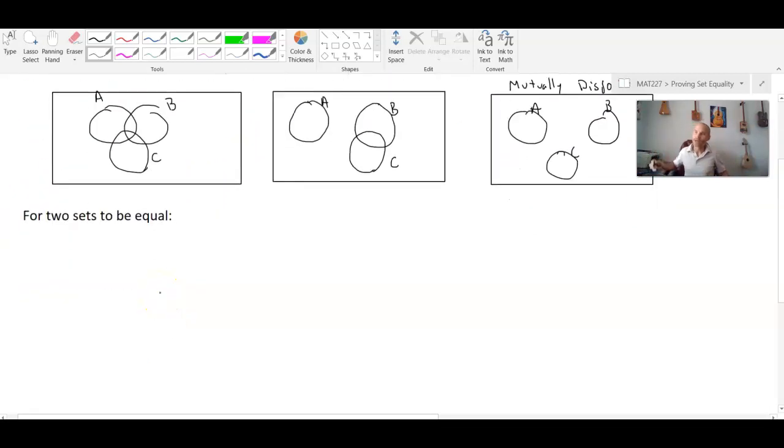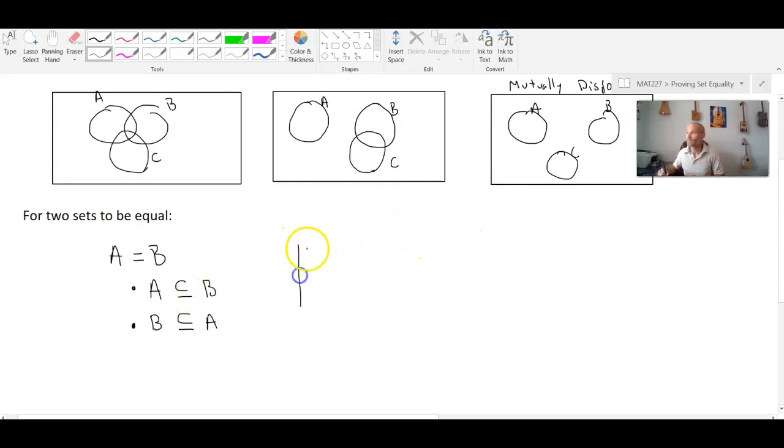Now, in general, for 2 sets to be equal, for example, if A is going to equal B, well, what does that have to mean? Well, that means that all the elements inside of A are also inside of B. That is, for every element that you find inside of A, you have to be able to find that same element inside of B. Similarly, for them to be equal, all the elements that you find inside of B have to be elements of A. And these may seem kind of like they're the same thing, but they're really not.